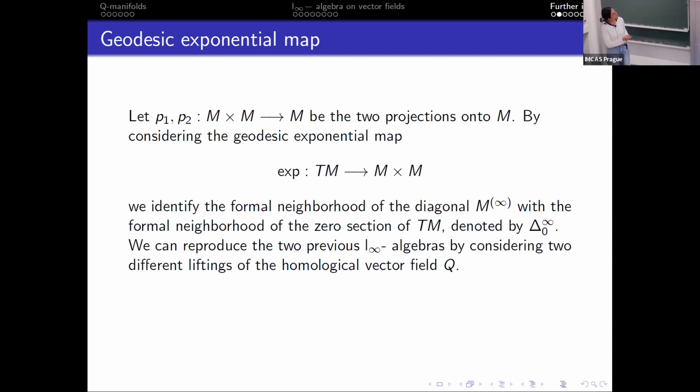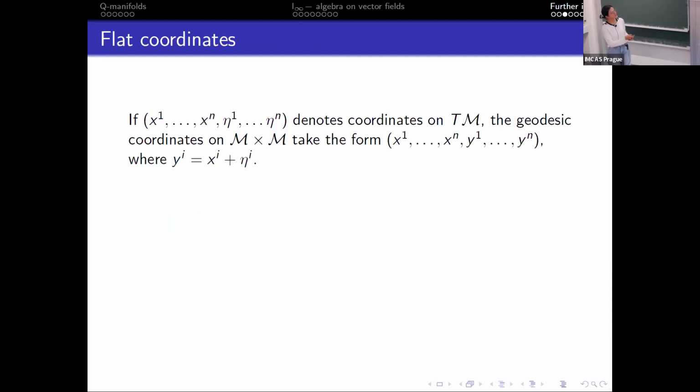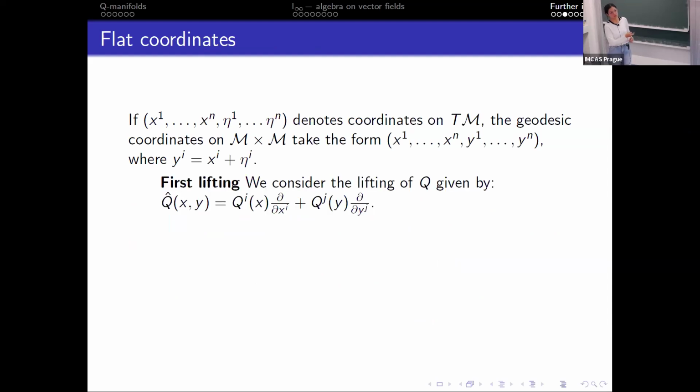Okay, so how to explain this better? As I mentioned, you can consider the full lifting of Q or just the vertical lifting. So in the first case, if I consider the full lifting of Q, I will obtain the Kapranov L-infinity algebra. And by Kapranov, I mean the algebra exposed by the authors Mehta, Stienon, and Shu. So, if I take coordinates on the tangent bundle and I consider the geodesic coordinates in the flat case, I can write the Q field in this way.